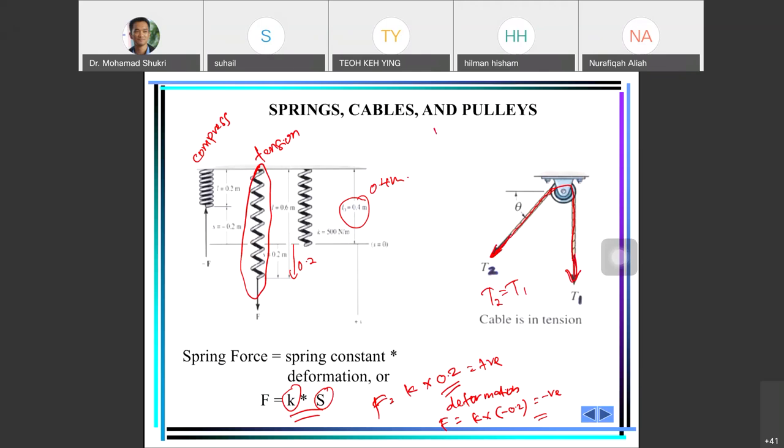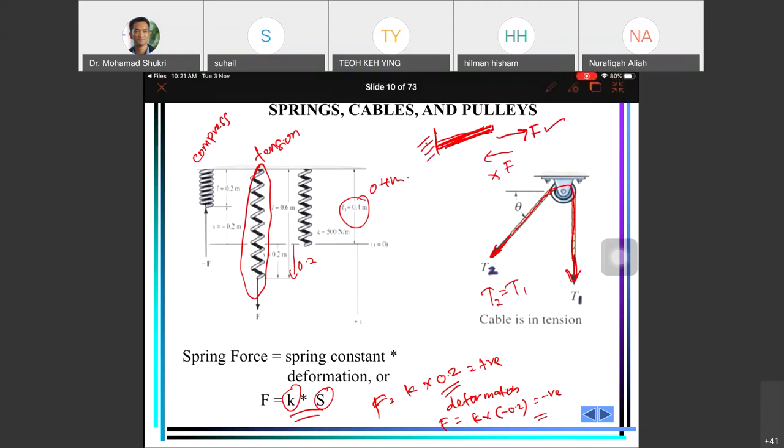So let's say you have one wall and you have a rope. Let's say this is your rope. So the direction of the force is always like this. This cannot be going inward to the rope. So this is wrong. This is okay. The force is always going outward from the cable or rope, like this one.